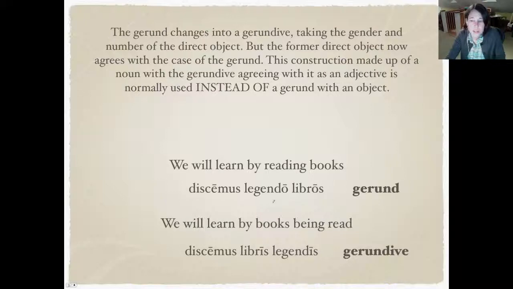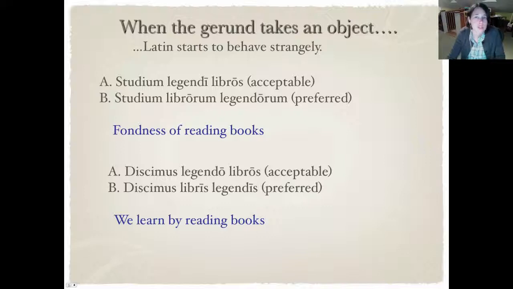So again, just to compare, this first sentence is a gerund. The second sentence is a gerundive. How do I know I have a gerundive? Well, for one, it's in the plural. Gerund doesn't exist in the plural. And two, it's an adjective, right? It's modifying a noun. The gerund is not an adjective. It is just a verbal noun. So, a couple more examples.